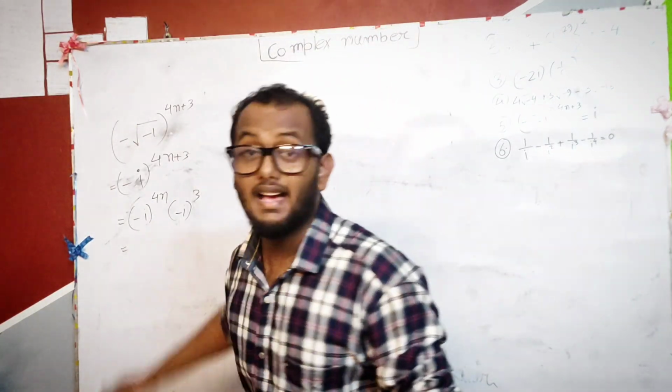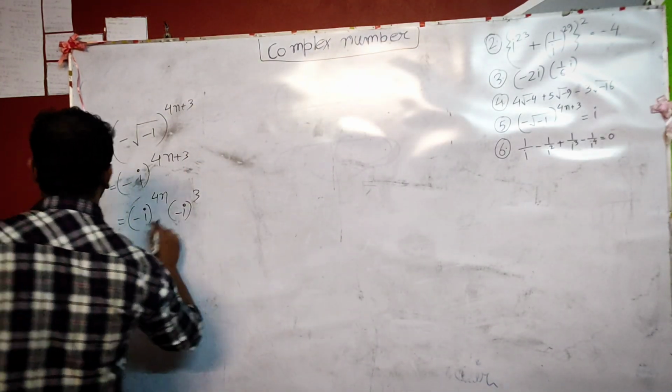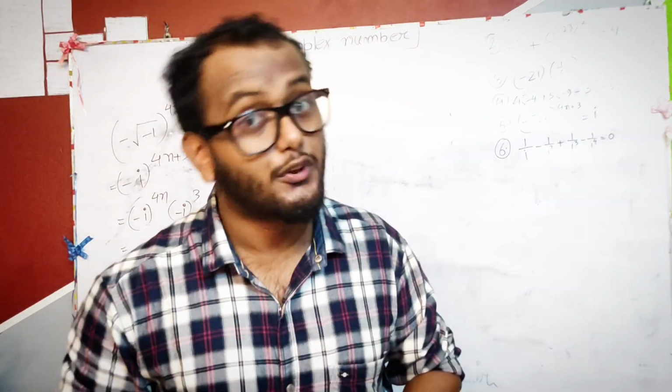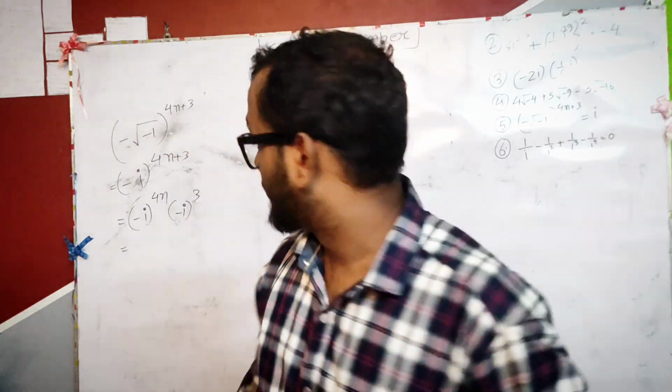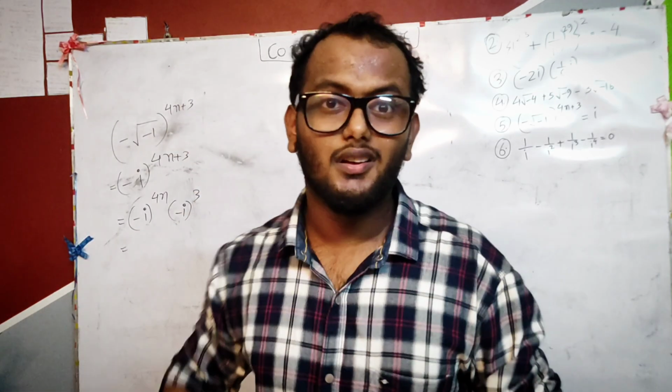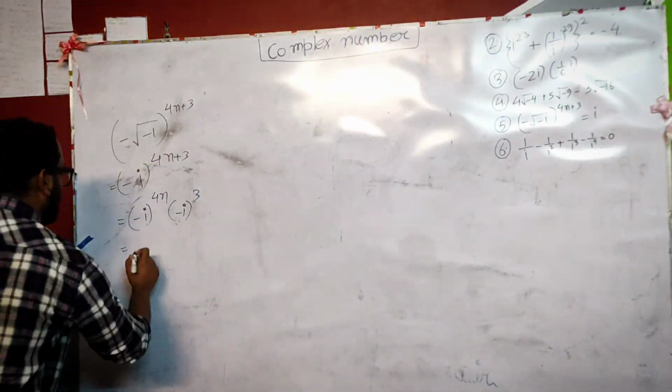Also, i to the power 4 is 1. We already know this one. So minus i to the power 4n is 1, since 1 to the power n is 1. So this one simply becomes 1.